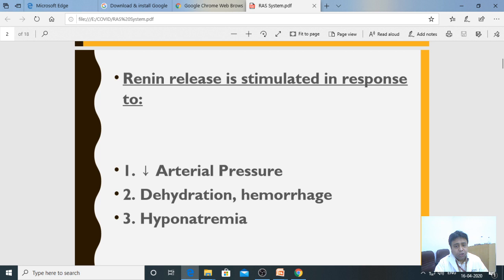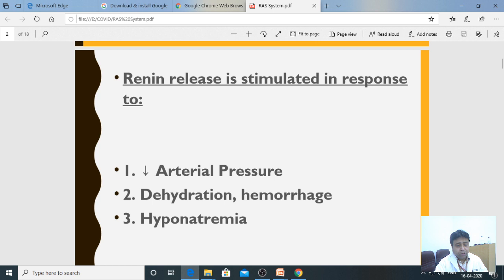It is produced by the kidneys, and there are specific regions in the kidneys, known as the juxtaglomerular apparatus, which produce this renin. And there is another region in the kidney known as the macula cells or the macula densa. They also stimulate the production of renin.